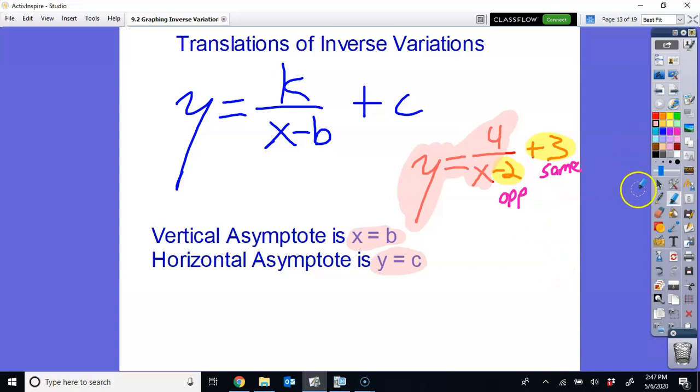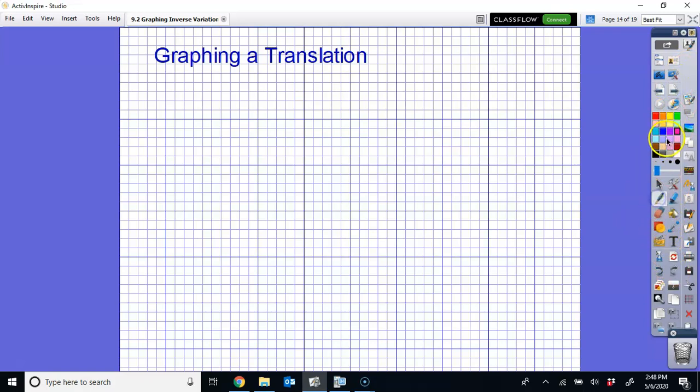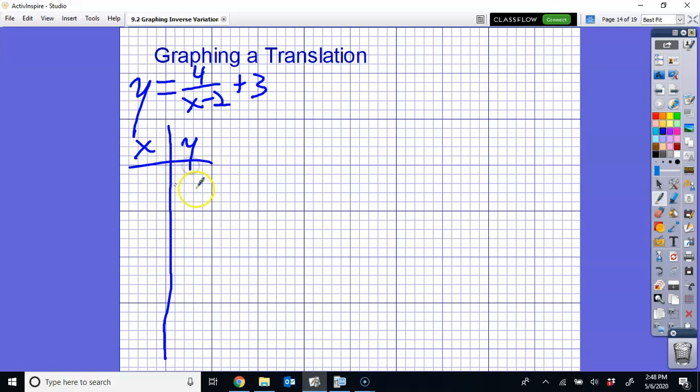So let's do this one in particular. Let's say we have y equals, like I said, 4 over x minus 2 plus 3. I'm going to make a table of values just like I did earlier. Here's the difference. I'm not going to do the whole thing. I'm just going to do 4 over x, the parent function we call it, guys. Don't do everything, because this minus 2 and the plus 3 is just going to be ugly and ridiculous trying to plug in a table.